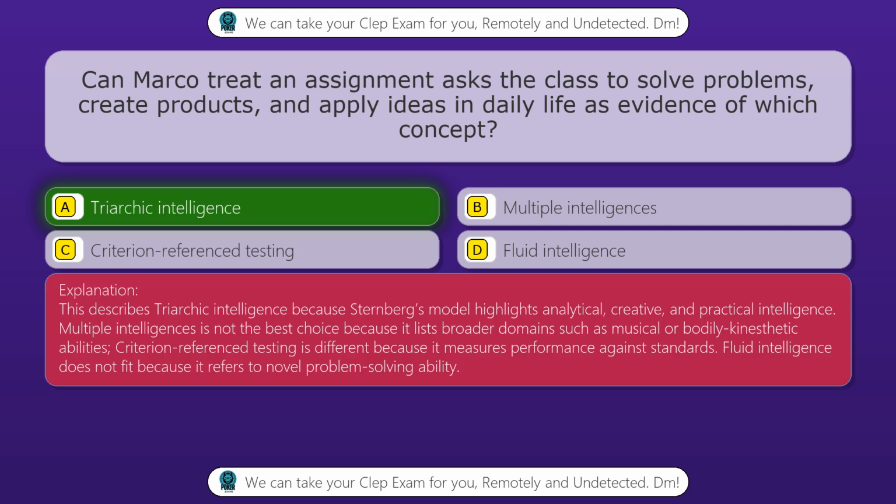This describes triarchic intelligence because Sternberg's model highlights analytical, creative, and practical intelligence. Multiple intelligences is not the best choice because it lists broader domains such as musical or bodily kinesthetic abilities. Criterion referenced testing is different because it measures performance against standards. Fluid intelligence does not fit because it refers to novel problem-solving ability.